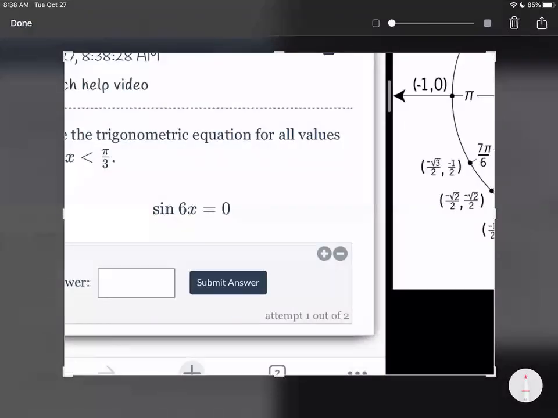I don't know why it's lagging so badly. I did the zooming so long ago. Did you hear me say that?